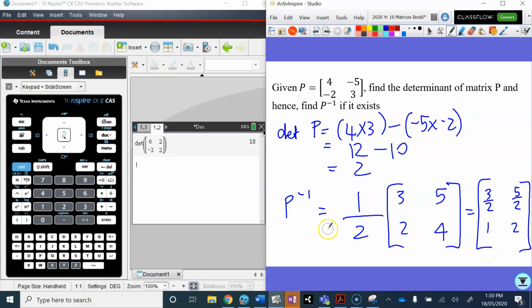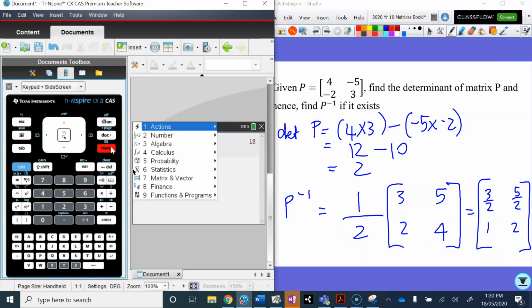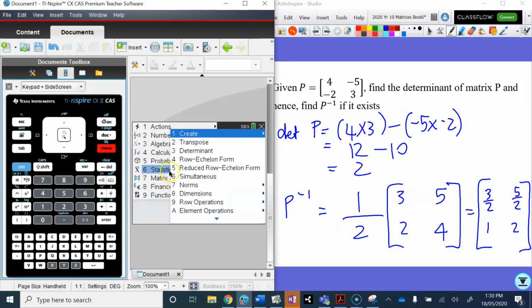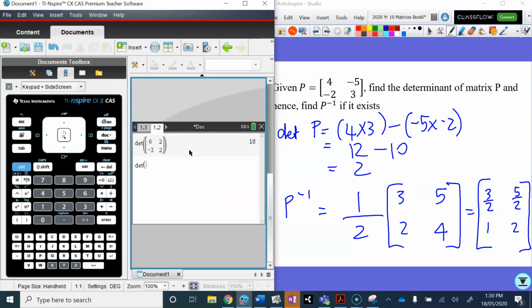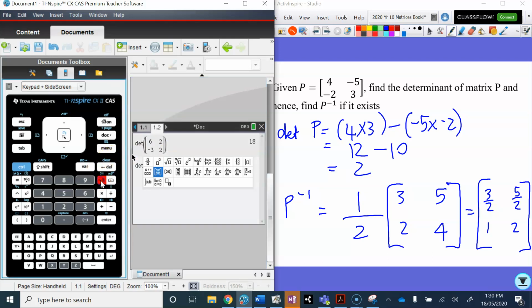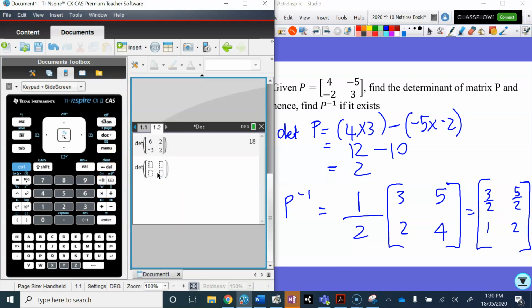So if you're doing that on the calculator, again, menu, matrix and vector, determinant. And I'm typing in the matrix again because I haven't stored this one either. 4, negative 5, negative 2, and 3. So it's nice to be able to check my answers that they're correct.